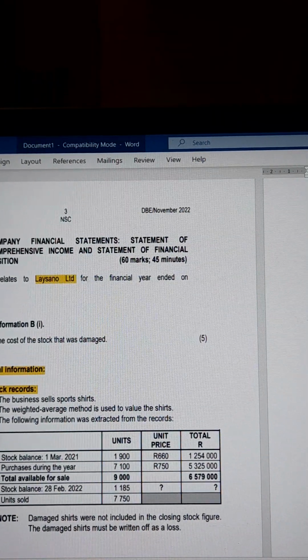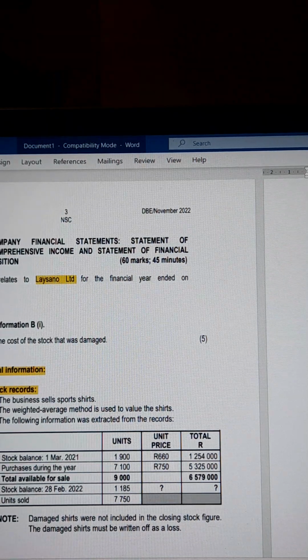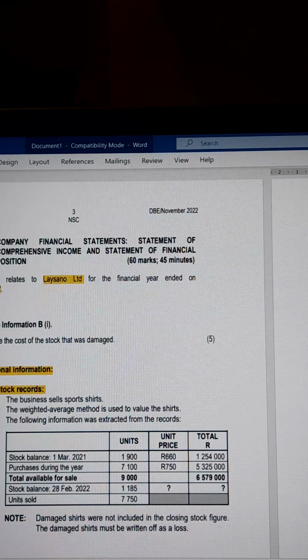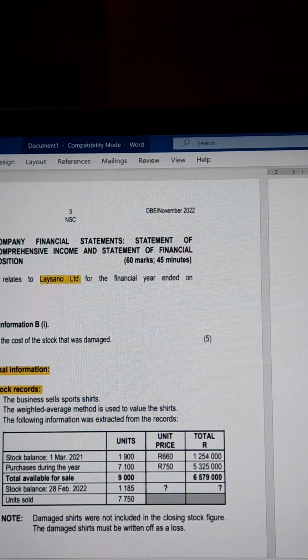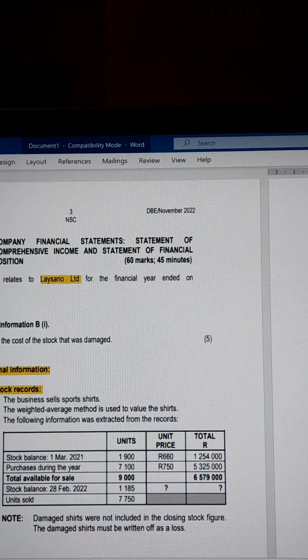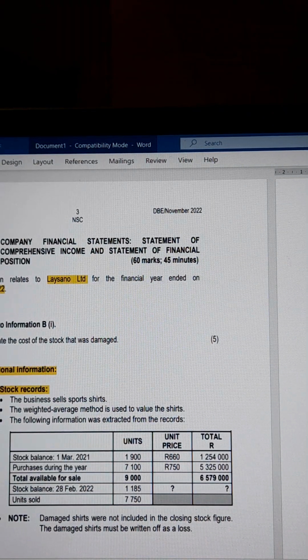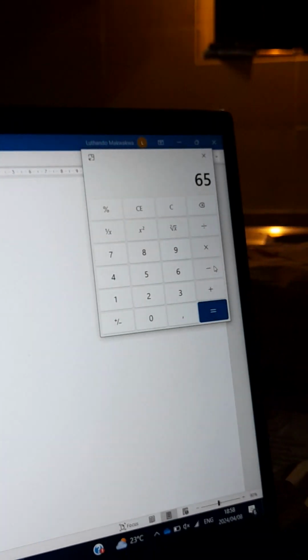In this case, we do not have carriage, so we did not have any return. So we'll leave it at the total available for sale, 6,579,000 as given from the table, and then we divide that by the 9,000. Remember, the 9,000 is calculated from adding 1,900 and 7,100. So we say 6,579,000. Let's go to our calculator.